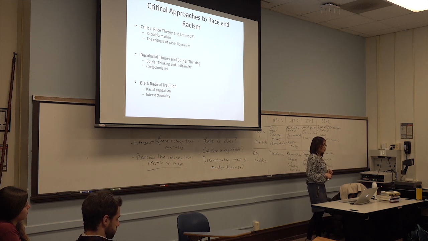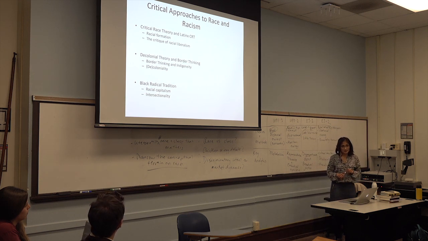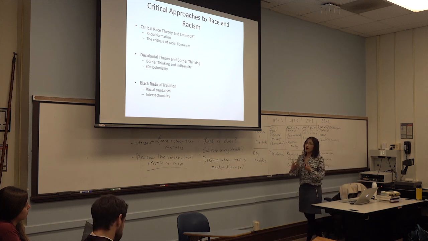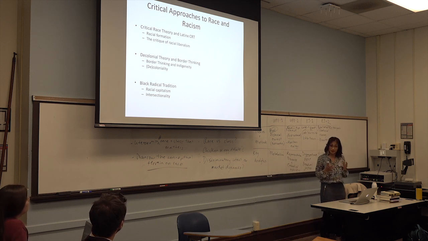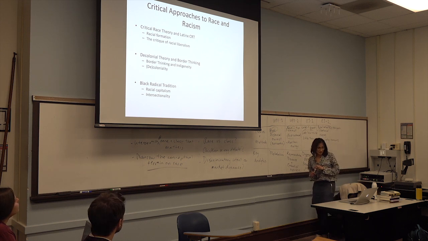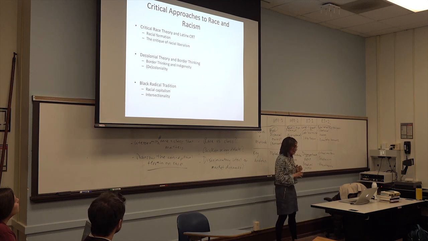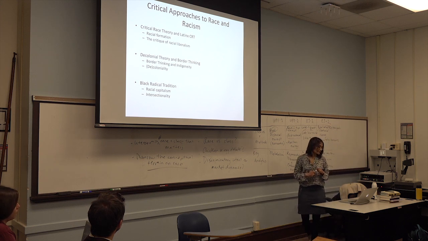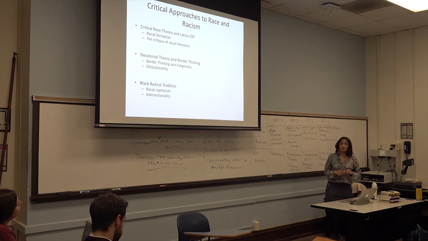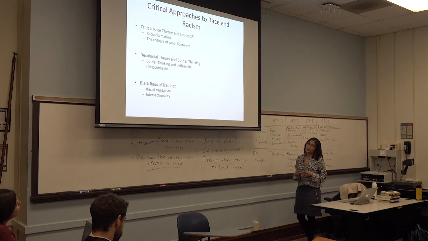And those are, one, critical race theory and Latinx CRT, which is a spin-off of CRT, specifically focused on questions of immigration and positionality along the border. We talk about racial formation and the critique of racial liberalism. I have the book here as well by critical legal theorist Charles W. Mills, which is very much getting at the institutional nature of racism. And then decolonial theory and border thinking. I'll define some of these terms for you. And finally, the Black radical tradition, from which we get racial capitalism, and from the feminist variants, we get intersectionality.